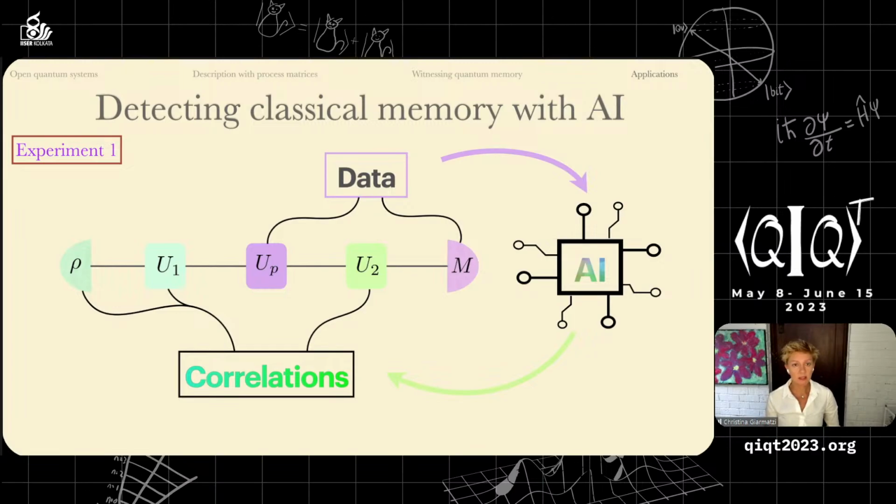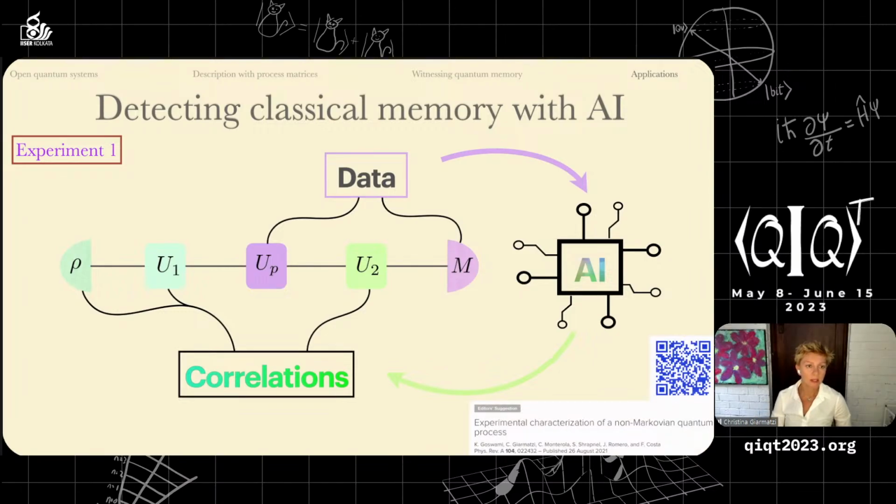So what we did is we made this process. This is the only slide I'm going to have on this experiment, so all the information is here. We prepare a state in polarization, a photon going through. Then we apply the unitary U1 and then a unitary U2. Ignore the UP and M. So that's the process: rho, U1, U2.